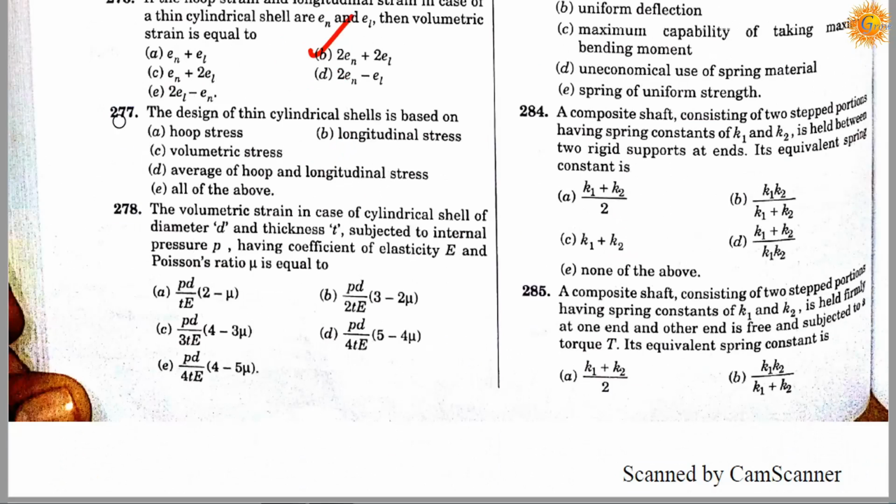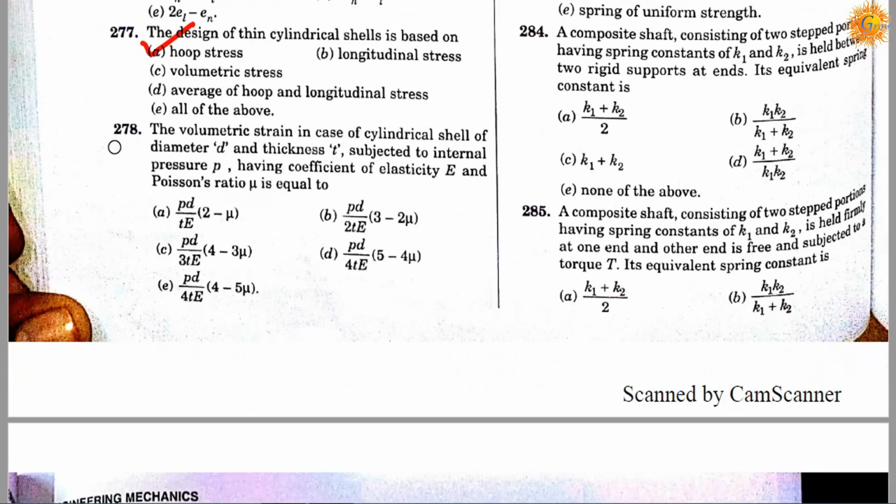Question number 277. The design of a thin cylindrical shell is based on: option A, hoop stress; option B, longitudinal stress; option C, volumetric stress; option D, average of hoop and longitudinal stress; and option E, all of the above. Correct answer is A, based on hoop stress. Question number 278.